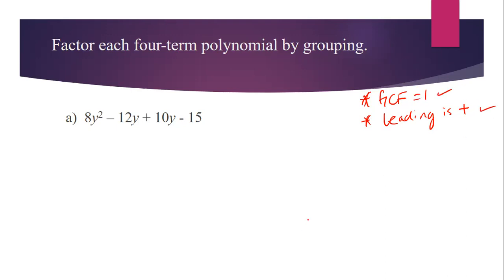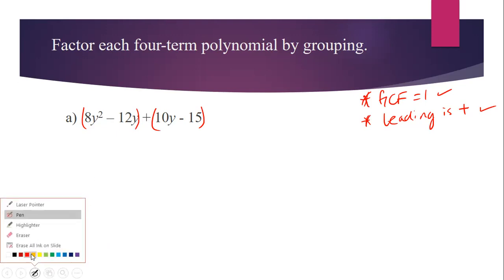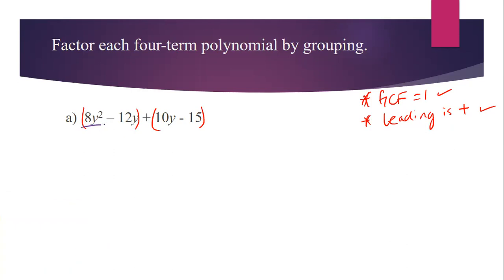Now, the next thing you're going to do is literally group the first 2 terms together and the last 2 terms together. So we're grouping, grouping, grouping, grouping. Again, what's different here in D than in B is that we have 4 terms. Once I group them, I'm asking myself, what is the GCF between the 2 terms that are grouped together? So what is the GCF between 8y squared minus 12y? 4y, good job.